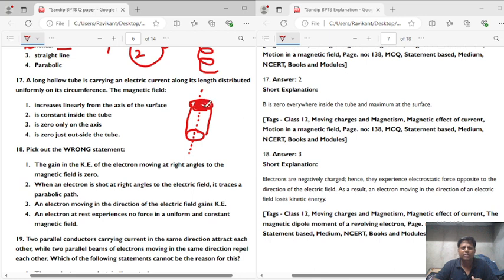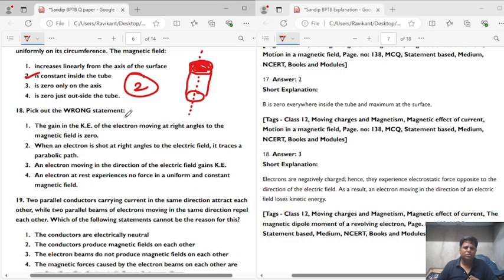So it will be a constant value here, and it will have a maximum value of the magnetic field at the circumference. According to this logic, the correct answer will be option 2, that it is constant inside the tube. Is it zero only at the axis? No. Is it zero outside the tube? No, no, no. So the correct answer is option 2. The correct answer for question number 17 is option 2.